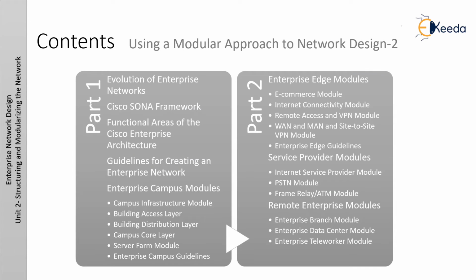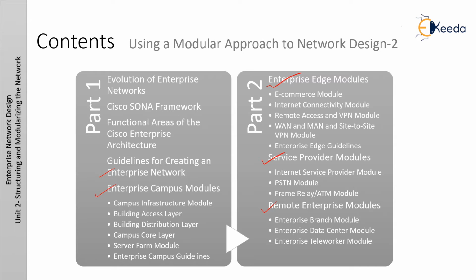In part 1, we have already covered evaluation of enterprise network, Cisco SONA framework, functional areas of the Cisco enterprise architecture, guidelines for creating an enterprise network, enterprise campus module. It is already covered. Now in this part, enterprise edge module and service provider module and remote enterprise module will be discussed.